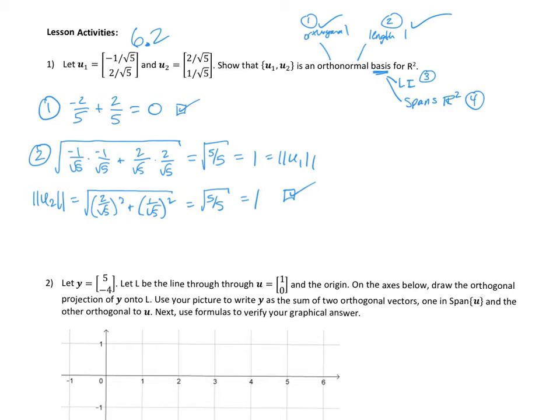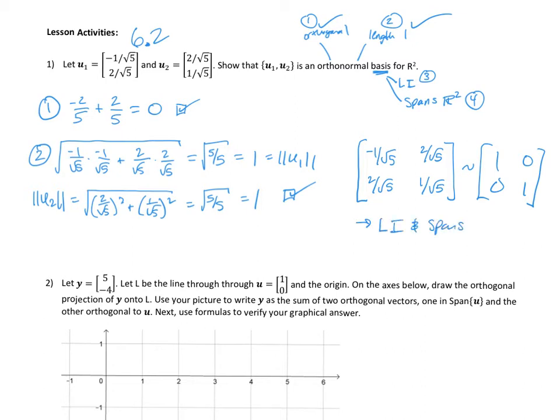To show it's a basis for R2, we have to show that these two vectors are linearly independent and that they span R2. So I could put them in a matrix, right? I could just do negative 1 over root 5, 2 over root 5, 2 over root 5, 1 over root 5, row reduce. And for linear independence, I'm looking for a pivot in every column. And for spanning R2, I'm looking for a pivot in every row. And it turns out when I row reduce this, I get the identity, which tells me that this is linearly independent and spans R2, which means they form a basis for R2.